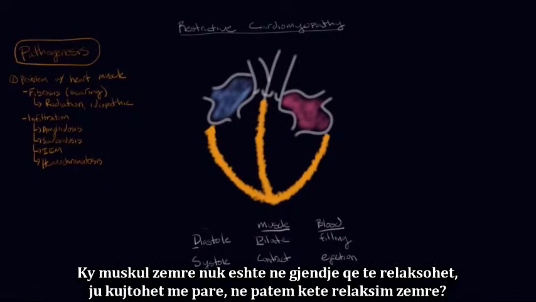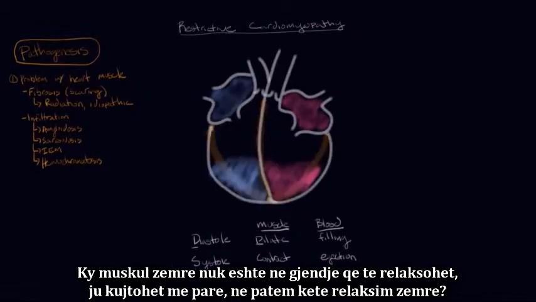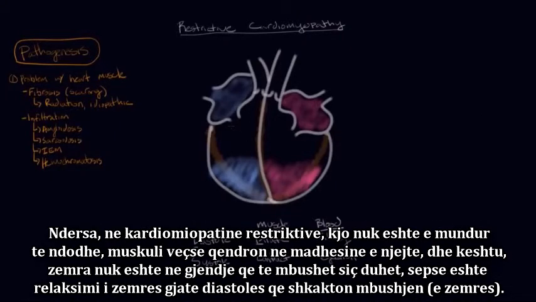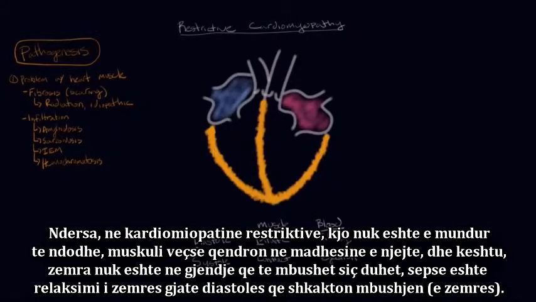This heart muscle isn't able to relax. So remember before we had this relaxation of the heart? Well, in restrictive cardiomyopathy, that isn't able to happen. The muscle just stays the same size. And so the heart isn't able to fill properly, because it's that relaxation of the heart during diastole, that dilation, that causes filling.